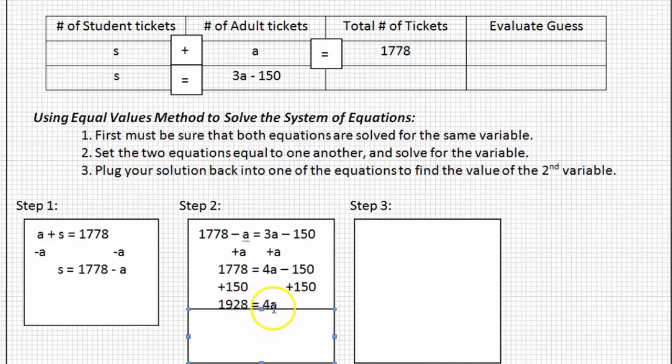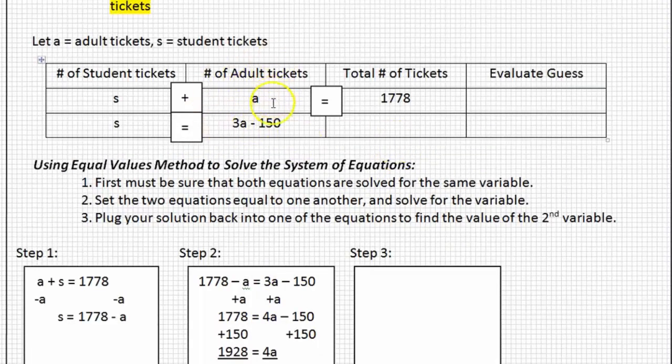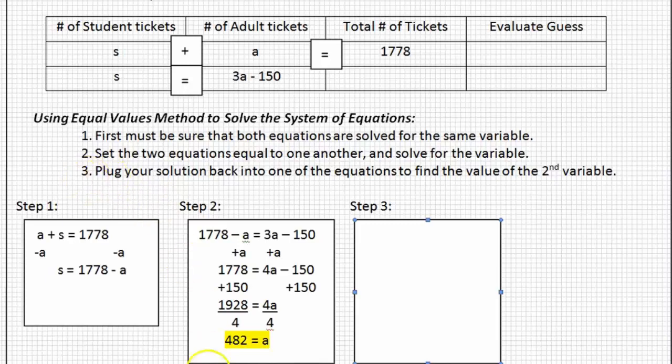And now I want to get a by itself, so I'm going to divide both sides by 4. And I come up with that a is equal to 482. So I actually now know that the number of adult tickets sold, this a here, is going to be 482. Now we just have to plug this solution in for step 3 back into one of the equations to find the second variable. And I'm going to go ahead and use this equation here because it's already set to s equals, and I'm looking to find the value of s.